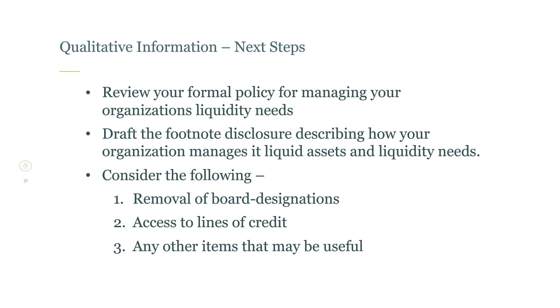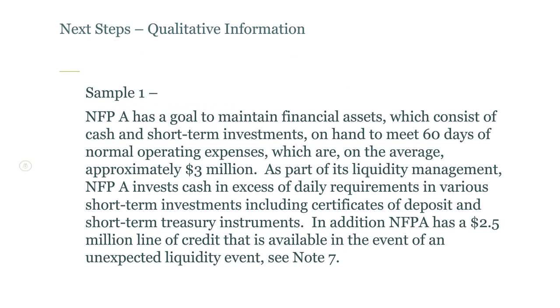Here's an example. It's a really simple example of a qualitative disclosure. You can see it includes the organization's policy for liquidity and information on the amount of cash and what those funds are invested in. So this organization is using short-term investments and certificates of deposit for its excess cash. It even mentions a line of credit. It's pretty straightforward and could probably be pretty easily adapted to just about any organization.